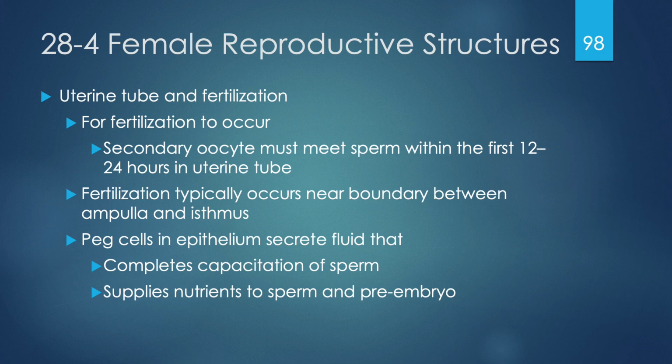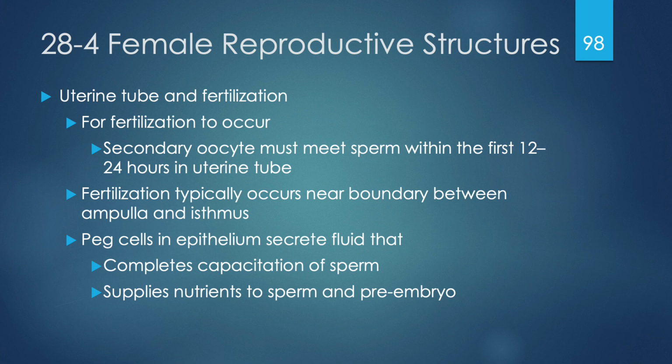As children, I think we all probably learned that when an egg meets a sperm, they implant in the uterus, and then it grows for the next 9 months. However, it's a little bit more complicated than that, and it's actually very timing specific. So an oocyte, specifically a secondary oocyte, has to meet a sperm within the first 12 to 24 hours of its being released from the ovary.